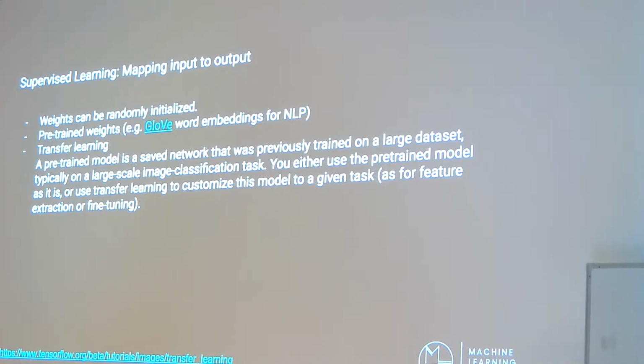So what we do when we start our network, we can initialize our weights randomly. That means at the same time, the first predictions we get are probably going to be very terrible, right? Or nonsensical, because it's randomly initialized. What we can do is incorporate pre-trained weights.